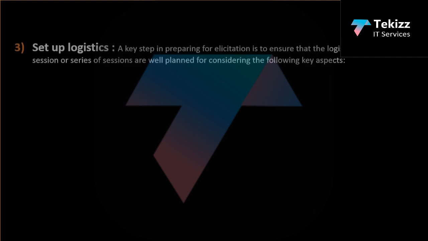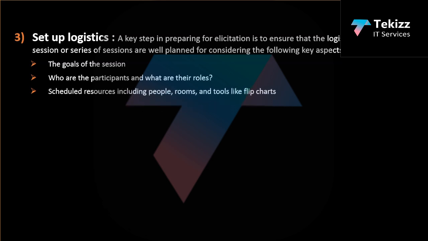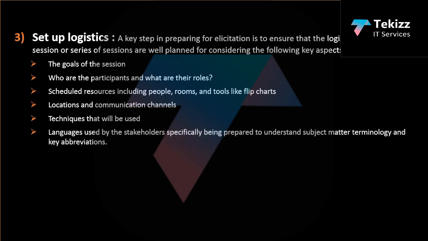Now, if we talk about setting up the logistics, the key step in preparing for the elicitation is to ensure that the logistics of the session and the series of sessions are well planned, considering the following key aspects: the goal of the session, who the participants are and what their roles are, scheduled resources including people, room, tools like flip charts, and then location and the communication channels and techniques that will be used, and then languages used by the stakeholders, and significantly being prepared to understand the subject matter terminology and key abbreviations.